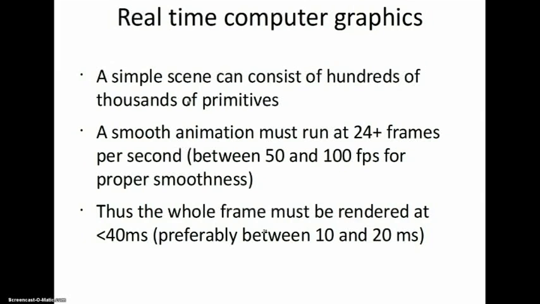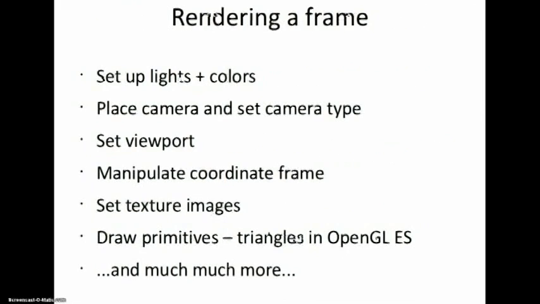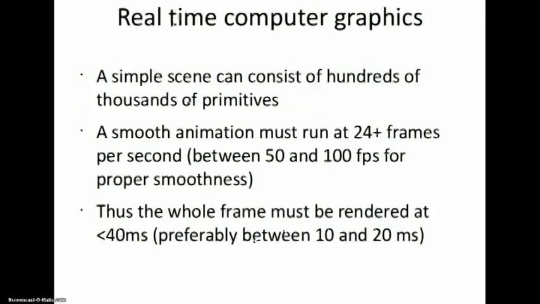And in order to do an animation, we must be able to run at something like 24 or more frames per second, meaning we have to render 24 frames where each frame will be doing all of these different things for up to 100,000 or more primitives. And we have to do it in less than 40 milliseconds in order to have time to render the next frame and the frame after that, and 24 frames for each second. Preferably, we'd like to do this between 10 and 20 milliseconds, because this is the smooth rendering time that we're looking for, especially in competitive gaming.